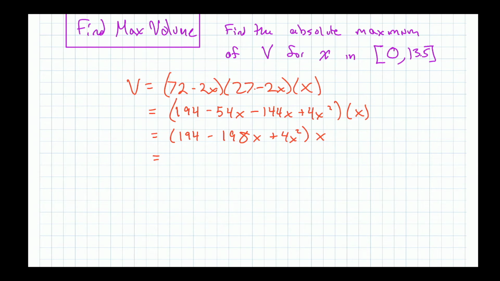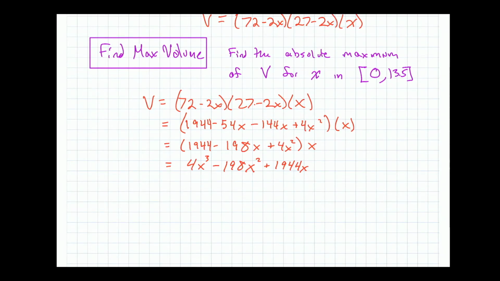So I'm going to write it in descending order, so the opposite order that it's written there. So 4x cubed minus 198x squared plus 1944x. Okay, so that should be right. So that's my volume. Now, that's just finding the volume. Now we need to actually find the maximum, right? Look for max. How do we do it?